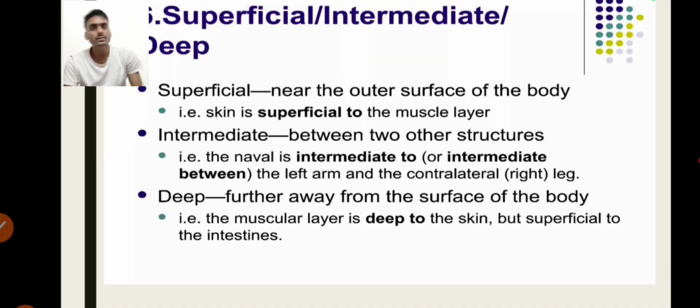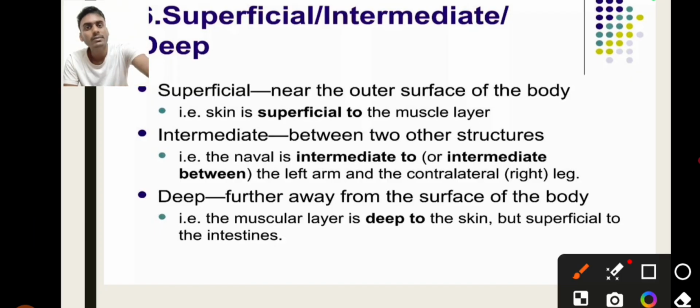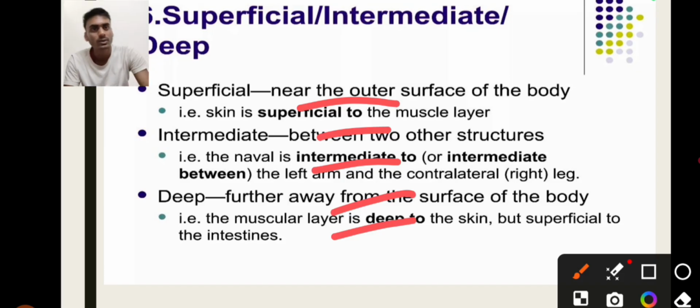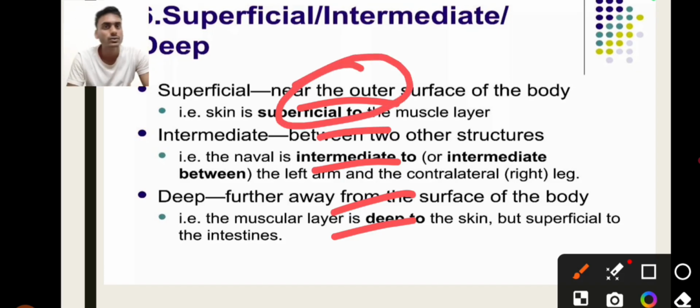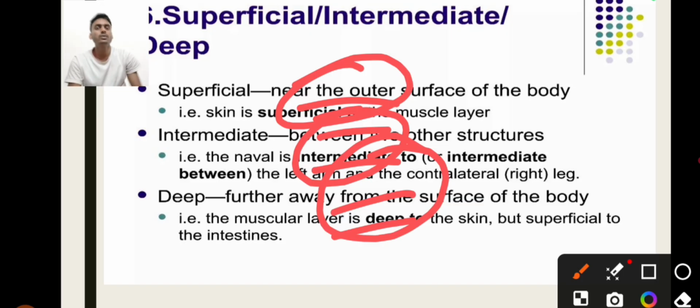Now we discuss superficial, intermediate, or deep. You can easily understand: the outer surface of the body is superficial, in between is intermediate, and deep is just inside. Suppose this is the layer of skin, or any body part or muscle. If you focus on the upper part, this is superficial. If you focus on the middle part, you call it intermediate. If you focus on the inner part, you call it deep. So you can easily understand what the superficial, intermediate, and deep parts are. Now we go to the next slide.